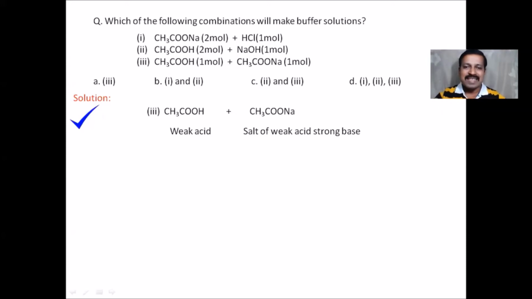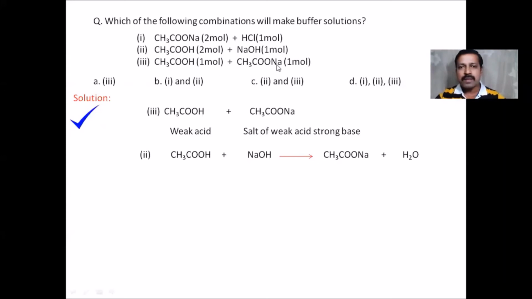Second mixture is acetic acid and sodium hydroxide is taken, right? This is acetic acid, sodium hydroxide. Mind, apparently it does not belong to our definition, so it will be a bit difficult to understand whether it is a buffer solution or not. But see, it is weak acid, it is strong base. After the reaction, the product, you know, sodium acetate and water, salt and water, right?